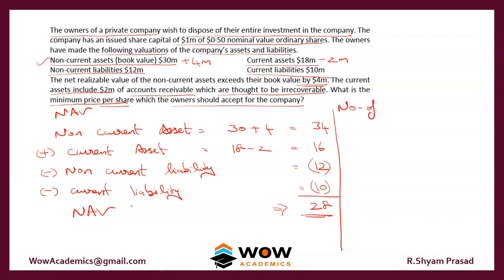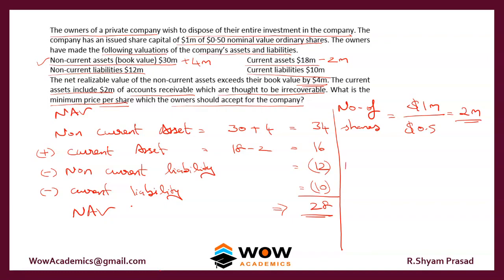So the number of shares in the company is: the company has 1 million worth of shares. We'll take that as a numerator, divided by each share being worth 0.5 of nominal value. So that means the company has 2 million shares.